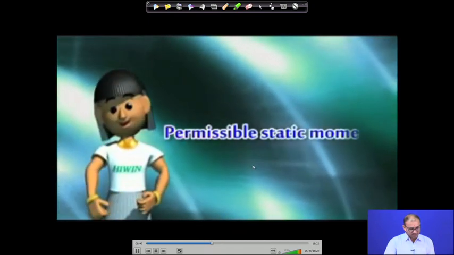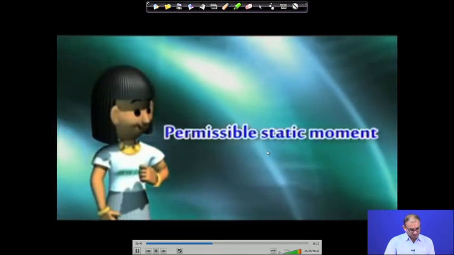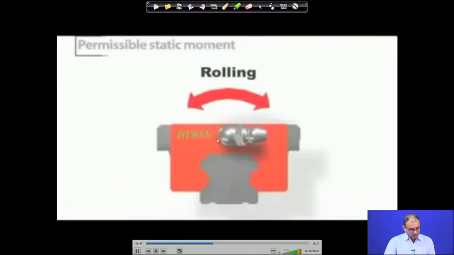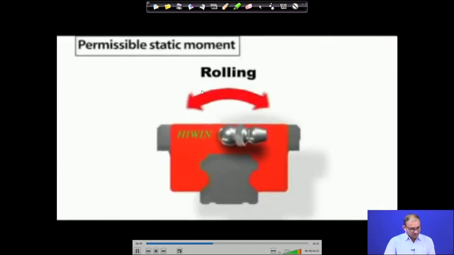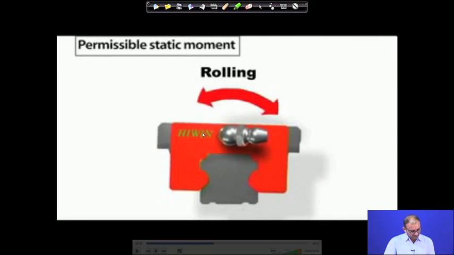Right. So, second thing is the permissible static moment. Now these are the different moments. Earlier it was the load only, now it is a moment. So, it is a rolling movement. This is your vertical direction, and it is moving on left and right.